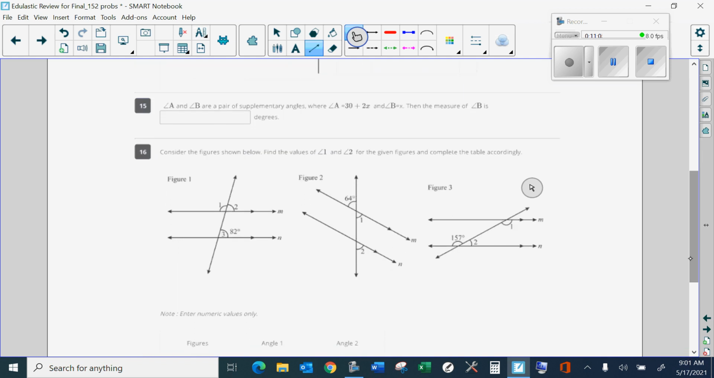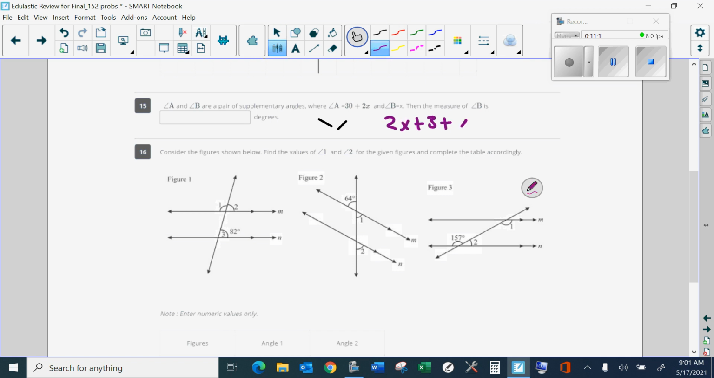Okay, angles A and B are a pair of supplementary angles. That means they add to 180. So 2x plus 30 plus x equals 180. 3x equals 177. Divide each by 3, and you're going to get 59 degrees. X is 59. And then the measure of angle B. B is just x, that's 59 degrees.